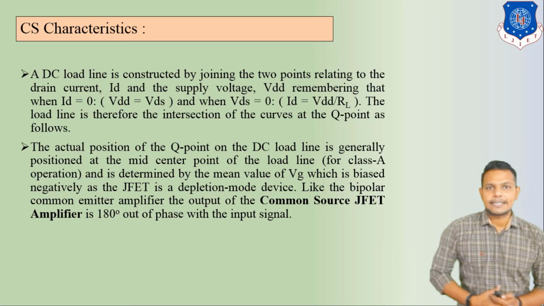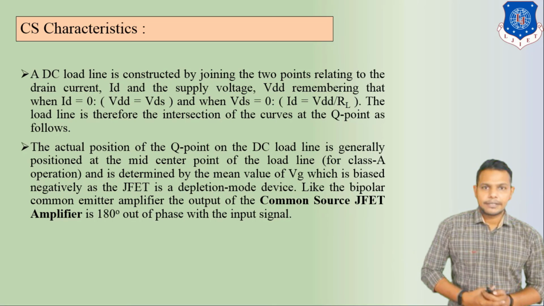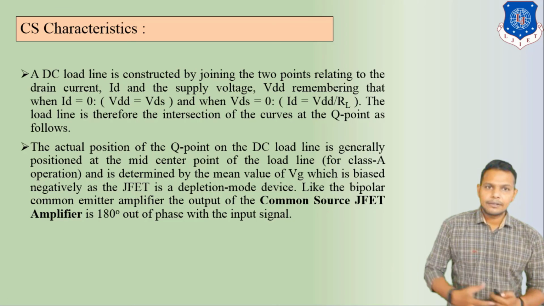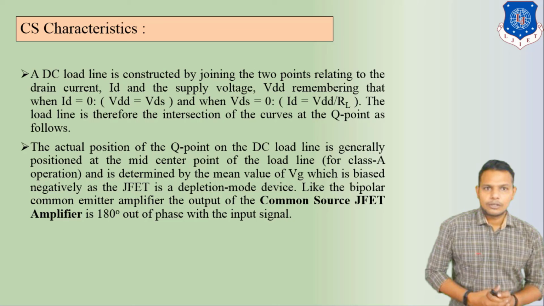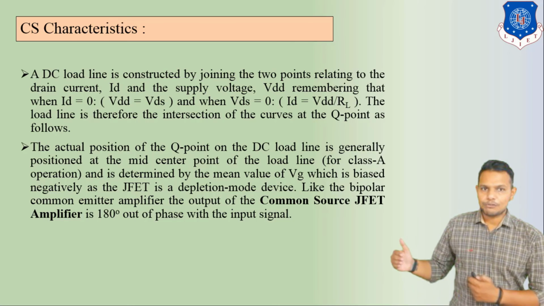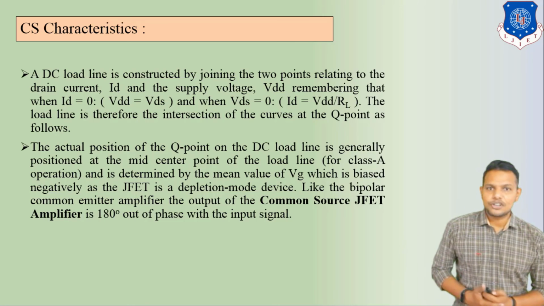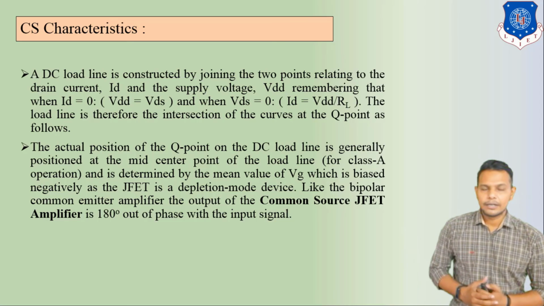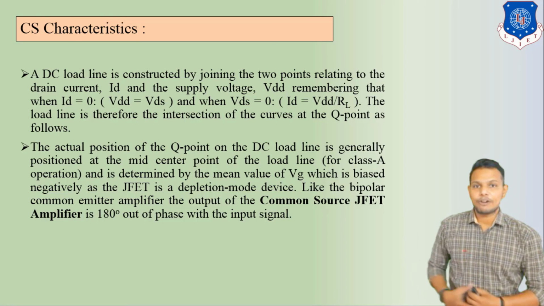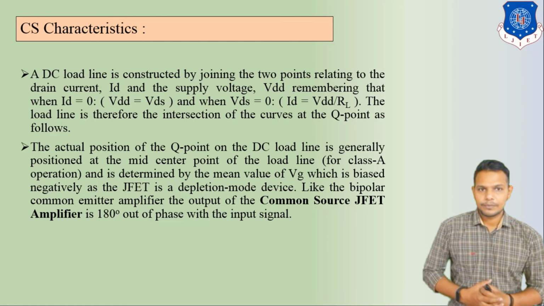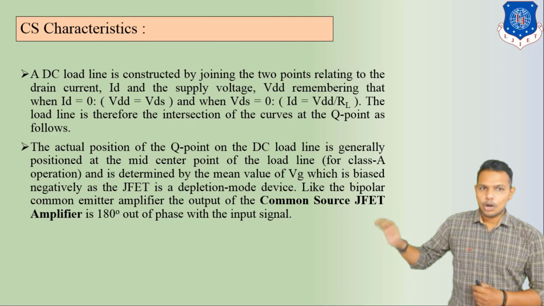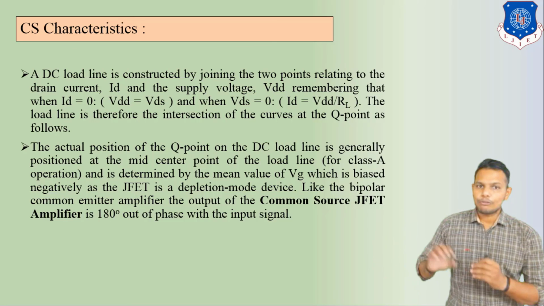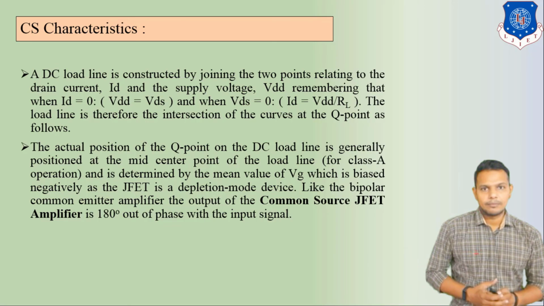Here we can see this is the CS characteristics. As we discussed earlier, DC load line is constructed by joining 2 points, ID and VDS. Now the actual position of the Q point on the DC load line is generally positioned at the mid center point of the load line. It is because of class A amplifier, or we can say class A operation. So common source JFET amplifier is 180-degree out of phase with the input signal.